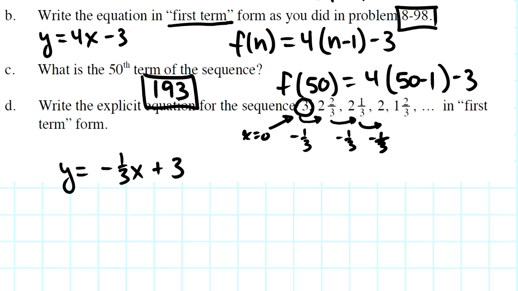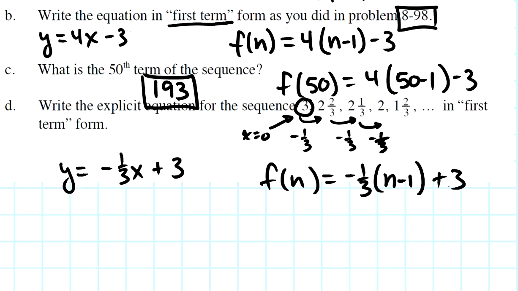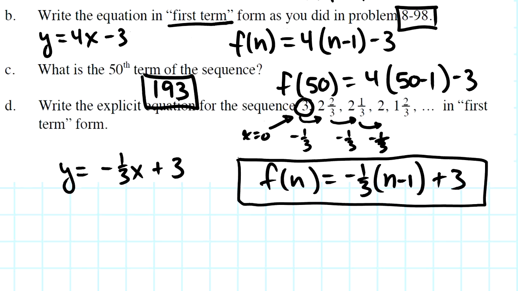And again, focus in on part B, and you can see the one little change I'm going to make is instead of writing just an x here, when I switch this over to function notation, I'm going to replace that with n minus 1. So this becomes, in function notation, negative 1/3 times the quantity n minus 1, and then plus 3. This is the first term form for this rule.